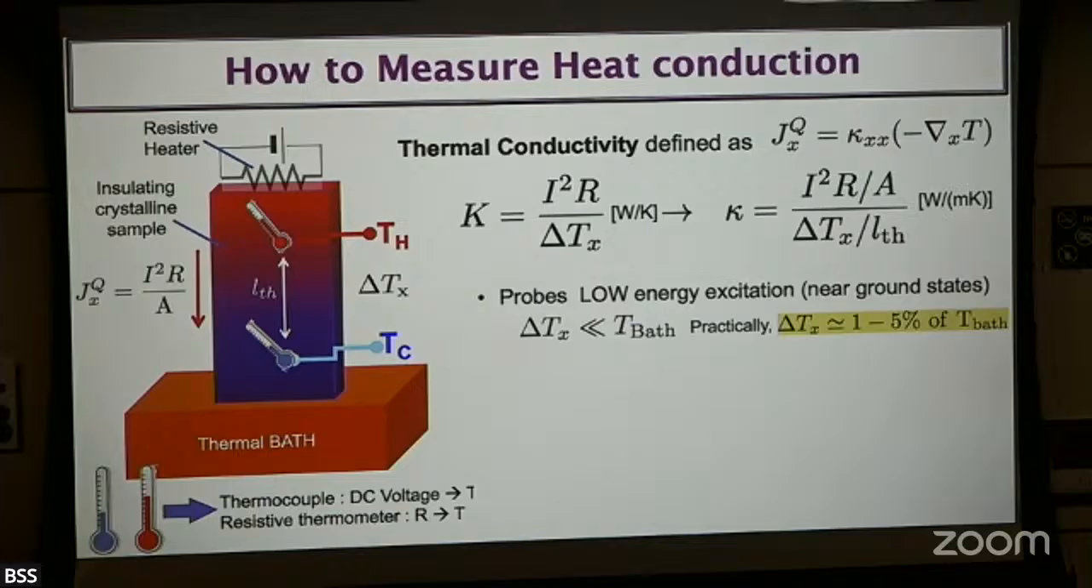And then here, the most important thing is we're actually probing very low energy excitation, especially if you think about the phonon case, that's actually the dispersion starting from K equals 0, very low energy. So the most important thing is whatever temperature gradient you measure has to be much, much smaller than your bath temperature. Right? So empirically, we keep this delta T at 1 to 5% of the bath temperature. Okay? So if you measure at room temperature, 300 Kelvin, 1% is 3 Kelvin. So that temperature gradient is like 3 Kelvin.